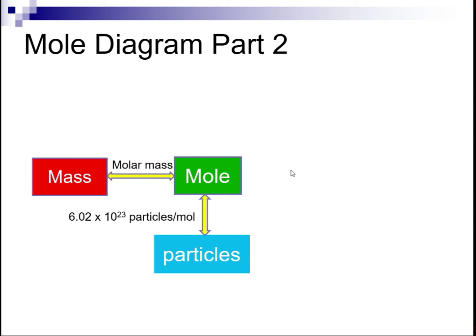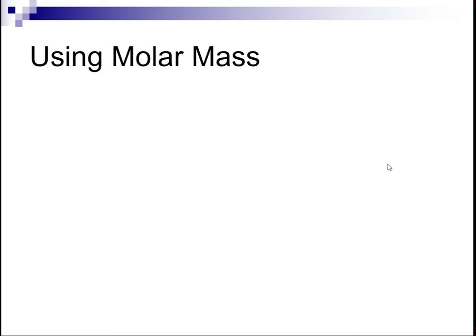Let's see. So what we've added is another branch to our mole diagram. So if I need to go from mass to mole or mole to mass, I'm going to be using the molar mass of whatever substance I am using. Okay, so let's see how this works. Suppose I want to try to use molar mass.